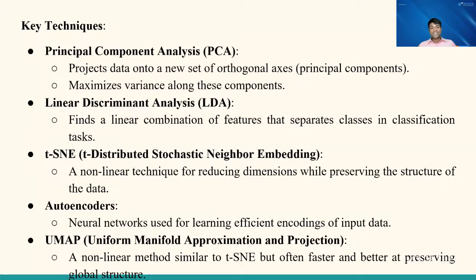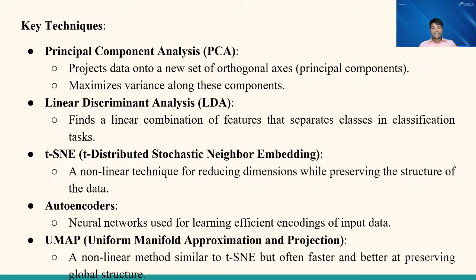Then we have LDA, which is linear discriminant analysis. Here we combine the features for the classification task. Then we have one more very important one, which is t-distributed stochastic neighbor embedding, or t-SNE. This is a dimensionality reduction technique which is used to preserve the structure of the data. It is basically a non-linear technique.